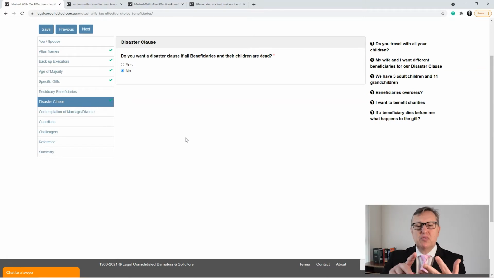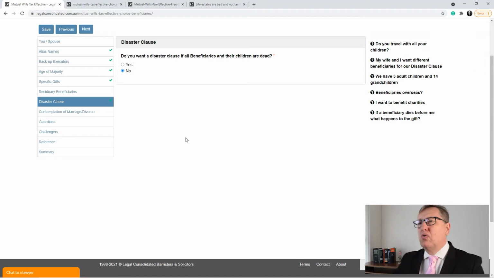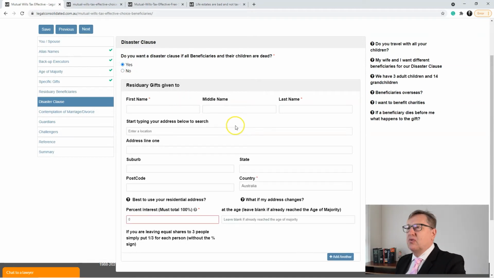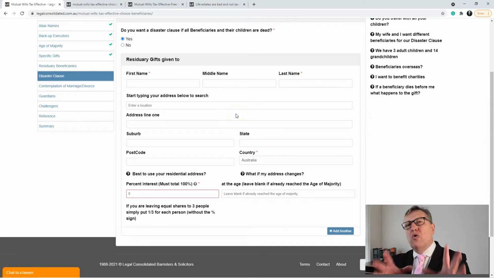However, if your children are all in their 20s, 30s, 40s and 50s and you never travel with all of them together, you don't need a disaster clause. But let's assume, just for the sake of argument, that all your children are young and they travel with you in the same car or the same aeroplane. In which case you would press yes to the disaster clause and you'd leave half of the combined assets of you and your spouse to your wife's side and half to the husband's side. So 50-50, if that's what you want to do.